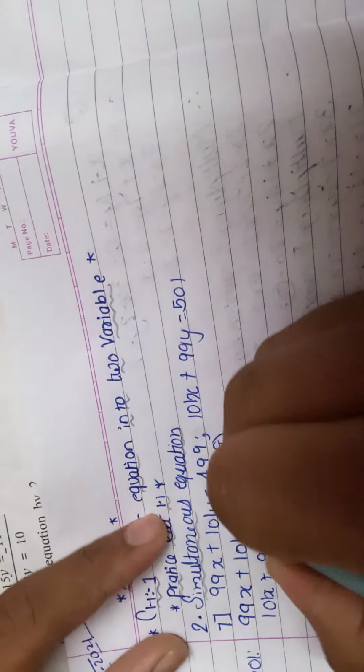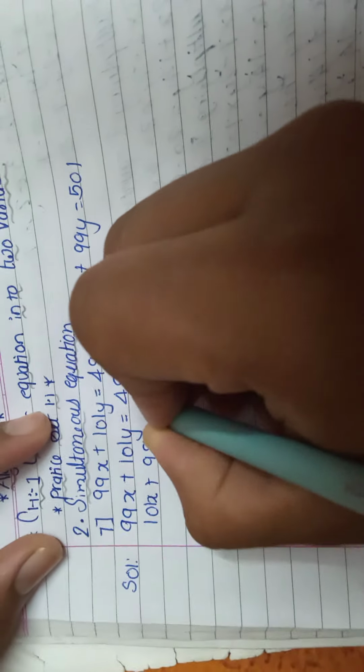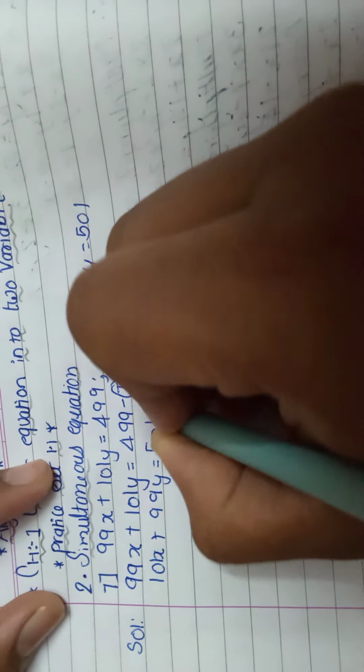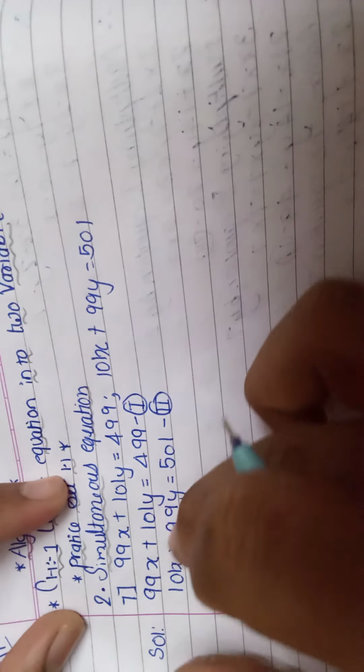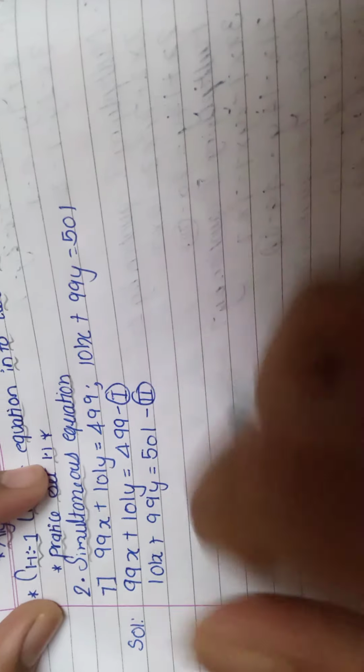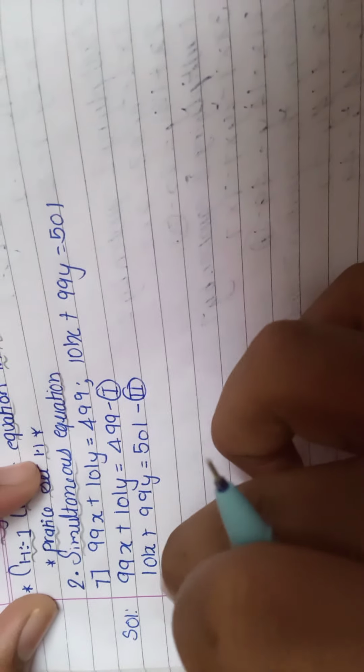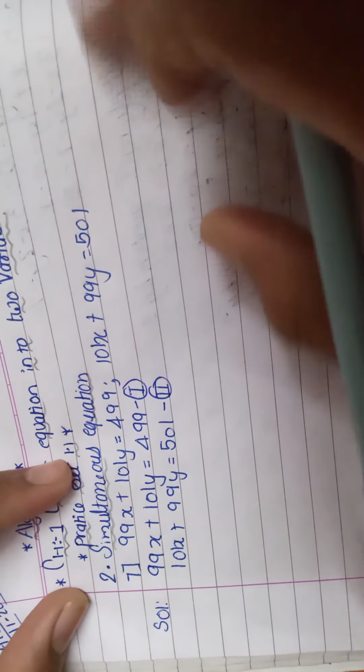10x plus 99y, oh guys, it's 101. By mistake I have written it wrong, I had not completed the sum, sorry. 99y is equal to 501. This is our second equation. So our first equation is 99x plus 101y is equal to 499, and our second equation is 101x plus 99y is equal to 501.